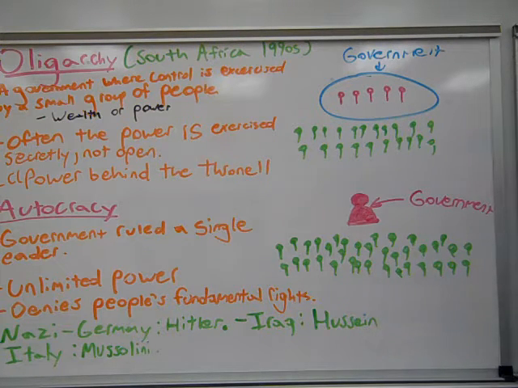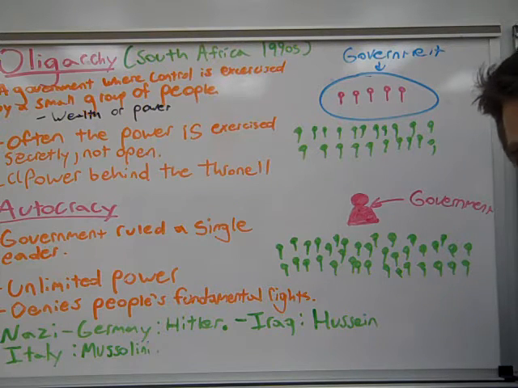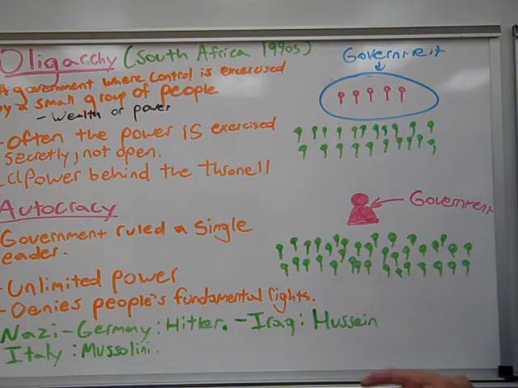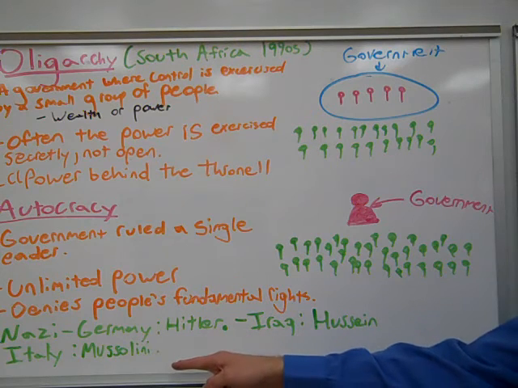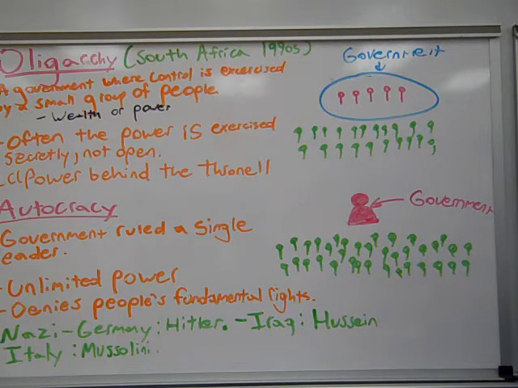Autocracy is the government where a single ruler takes power. Sometimes they're popular, but then they usually show their true colors. Sometimes they take power by force. They have unlimited power, and they'll deny people's fundamental rights. Examples of this are Nazi Germany with Hitler, Italy with Mussolini, and Iraq with Saddam Hussein.